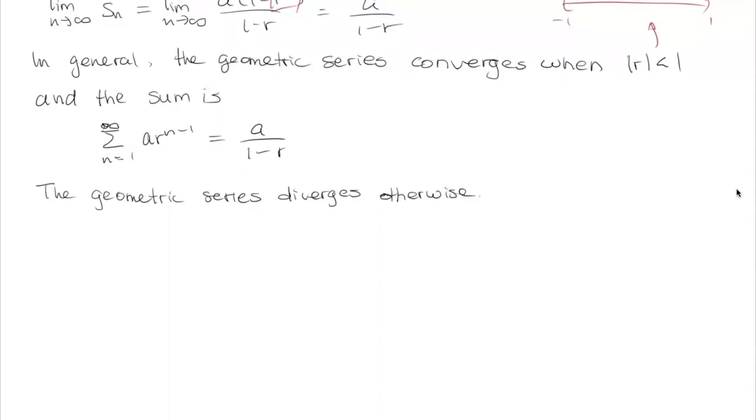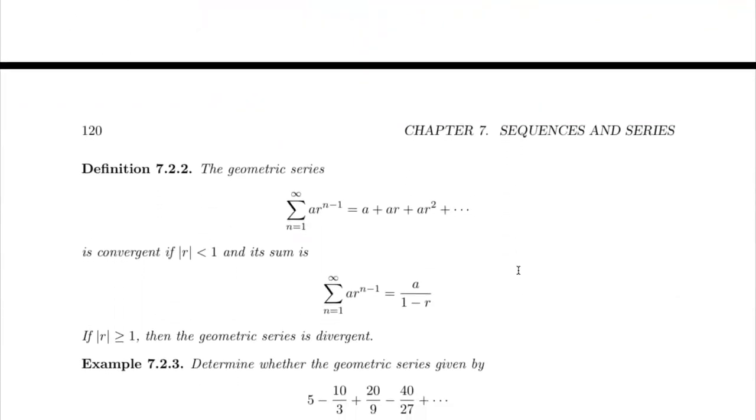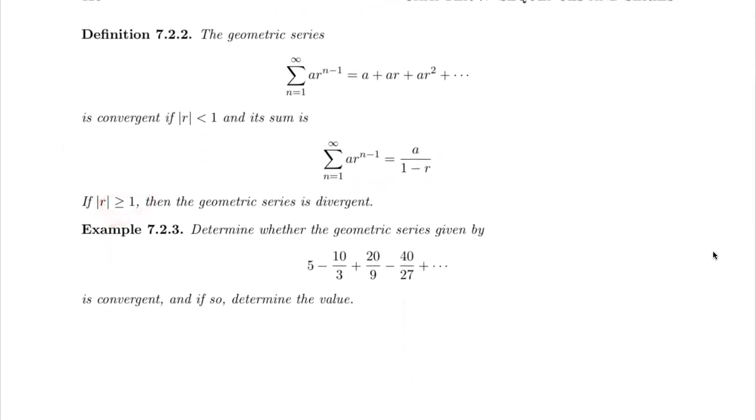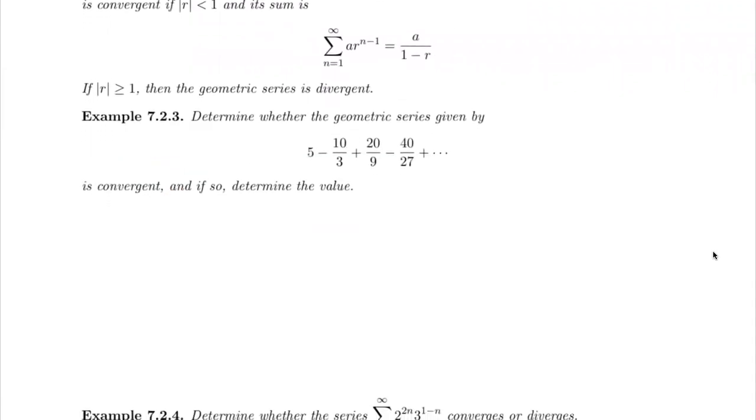Okay, so that's good. Let's have a look at the next part. We now define what the geometric series is. The geometric series, given by this, we say is convergent if the absolute value of r is less than 1, and is equal to this. Otherwise, if the absolute value of r is greater than or equal to 1, then it diverges. So let us try to determine whether the geometric series given by this is going to converge or diverge, and if it converges, let us find the value.